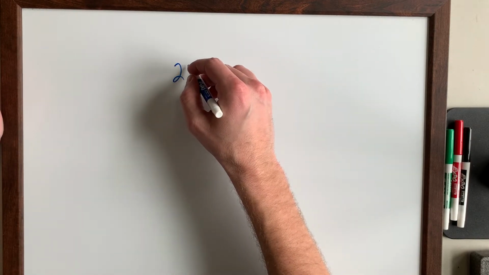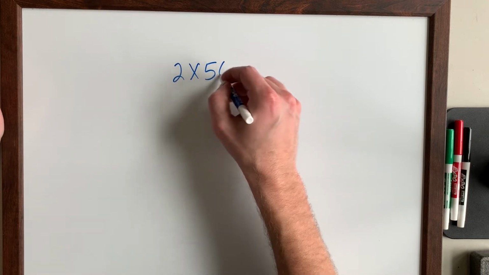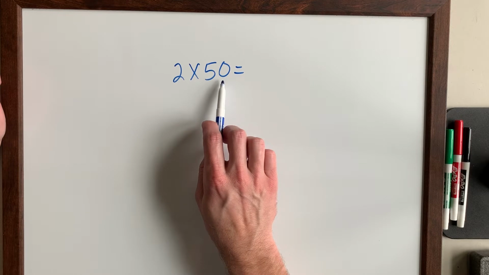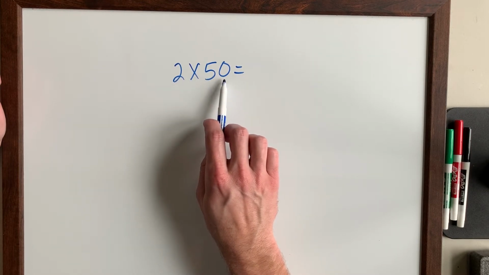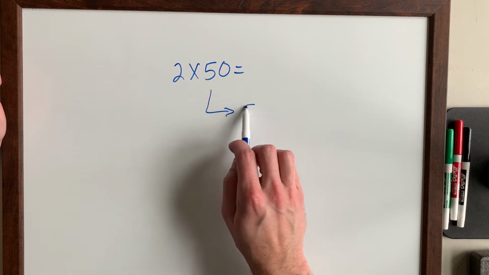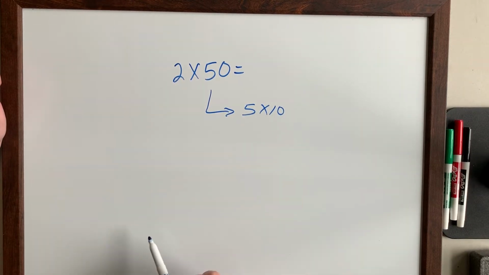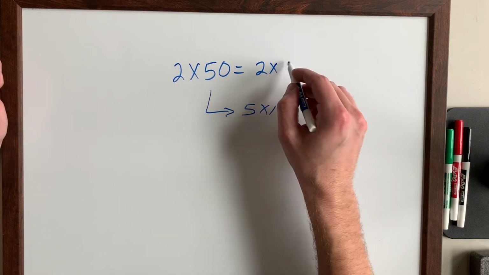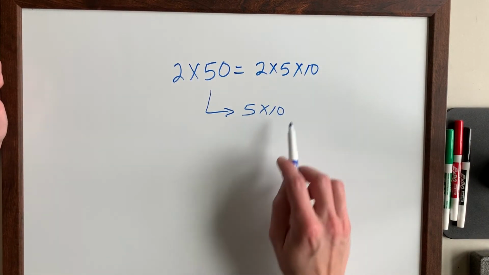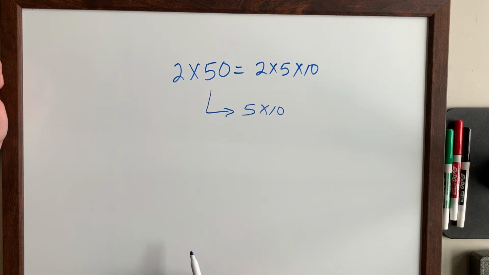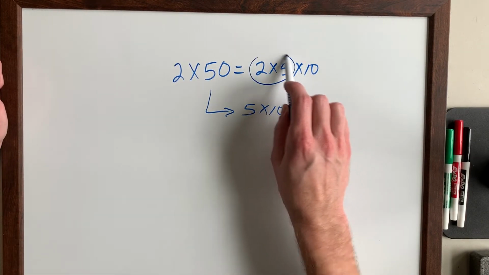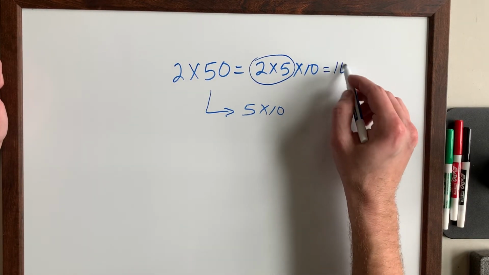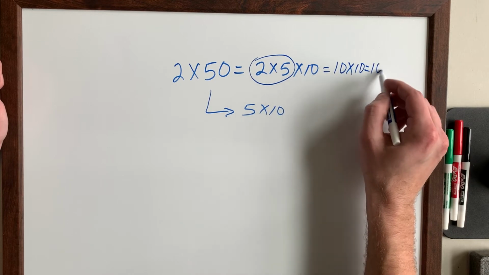Now, let's do something that's a little bit more difficult. What if I do 2 times 50? Okay? Now, in this case, we can still apply the rule. This 50 is a power of 10, right? It is 5 times 10. So we can rewrite this problem as 2 times 5 times 10. And now we have our power of 10 separated out, okay? But what happens here is our 2 times 5 is going to produce another 10. 10 times 10, and it equals 100, okay?